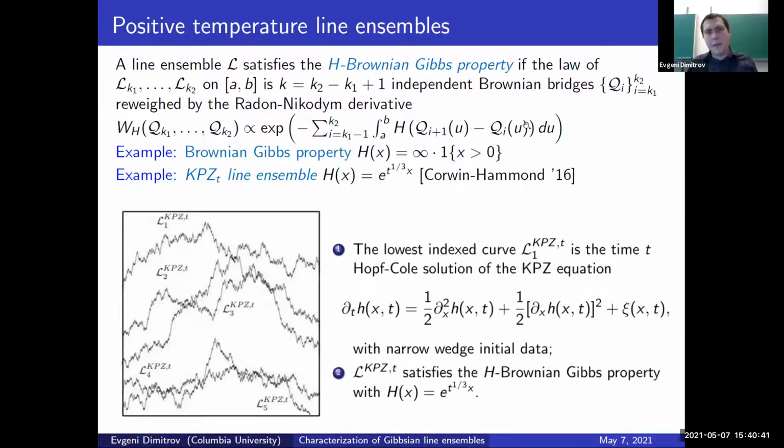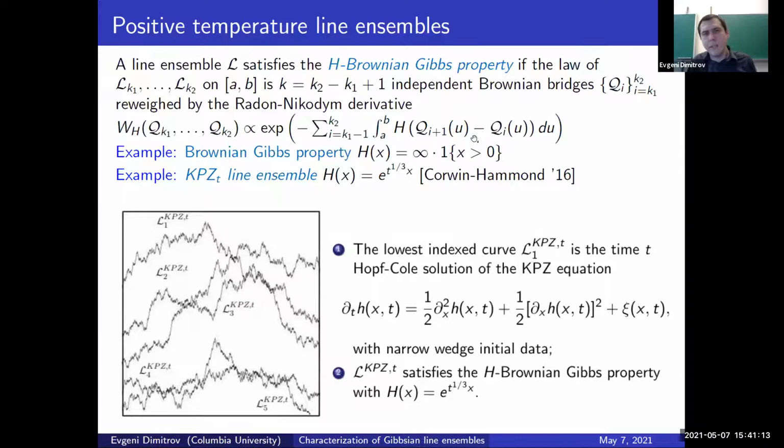In addition, the fact that the argument here is evaluated at the same point u means that the interaction is spatially local. So this is supposed to be a recipe for constructing a Gibbs property that has interaction of the curves that is local in space and in index. And just to relate this to the previous part of the talk, if you pick the function H to be the function that is infinity for positive values of x and 0 otherwise, let's look at what this Radon-Nikodym derivative is going to do.